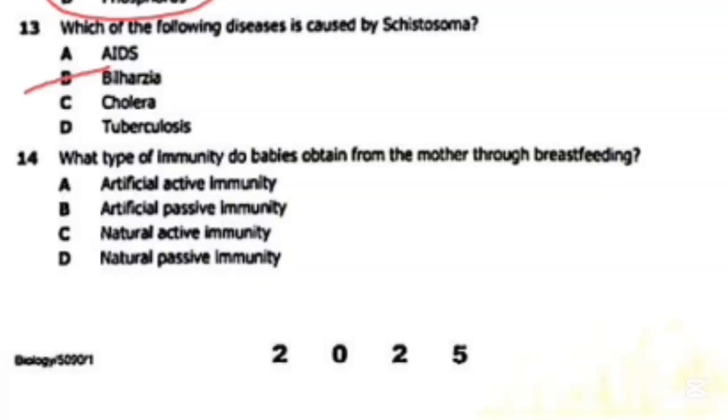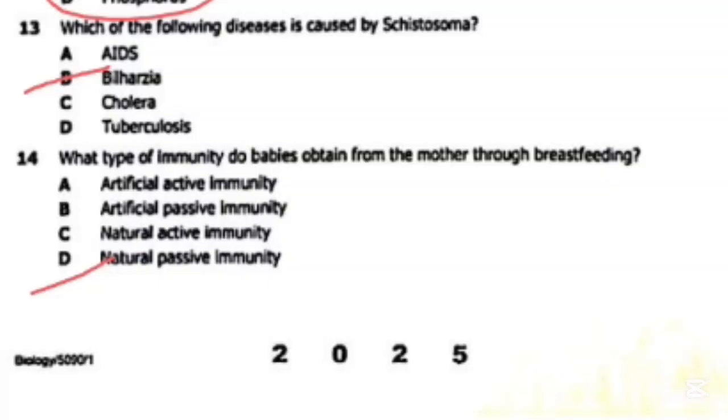Then when we talk about natural active immunity, this is a type of immunity which you acquire when you expose yourself to a pathogen. Once you expose yourself to a pathogen, you develop what is known as natural active immunity, which will activate your immune system. Then when we talk about the natural passive immunity, D, which is the correct answer.